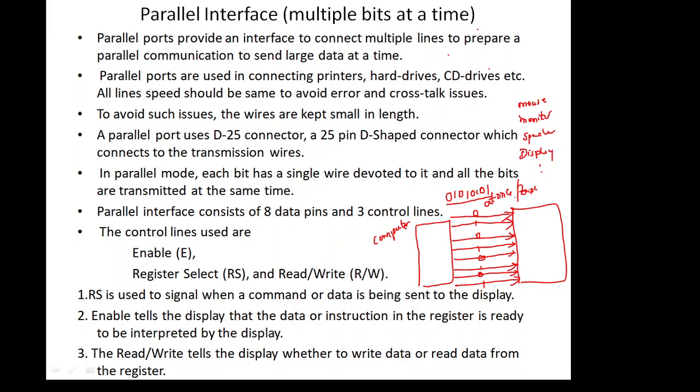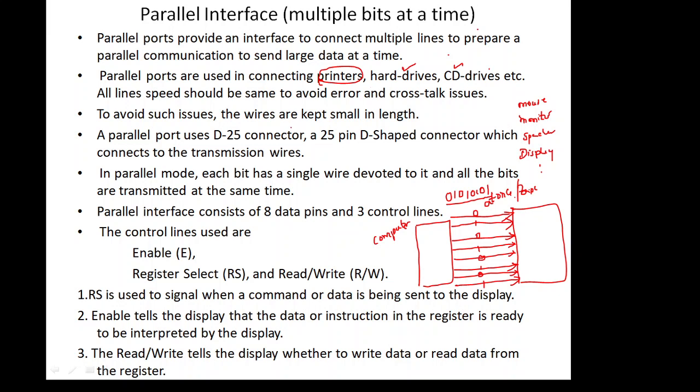So these parallel ports are used in connecting printers. As I have said, printers are the best examples of parallel ports. These parallel ports are used in connecting printers, hard drives, CD drives, etc. Why? Because all line speeds should be the same to avoid error and crosstalk issues. If one is high speed or one is low speed, we are going to get crosstalk, fine. To avoid such issues, the wires are kept short in length. But when it comes to serial data, according to our wish, the length of the wires can be extended. But in parallel transfer, there should be a short length of wires.